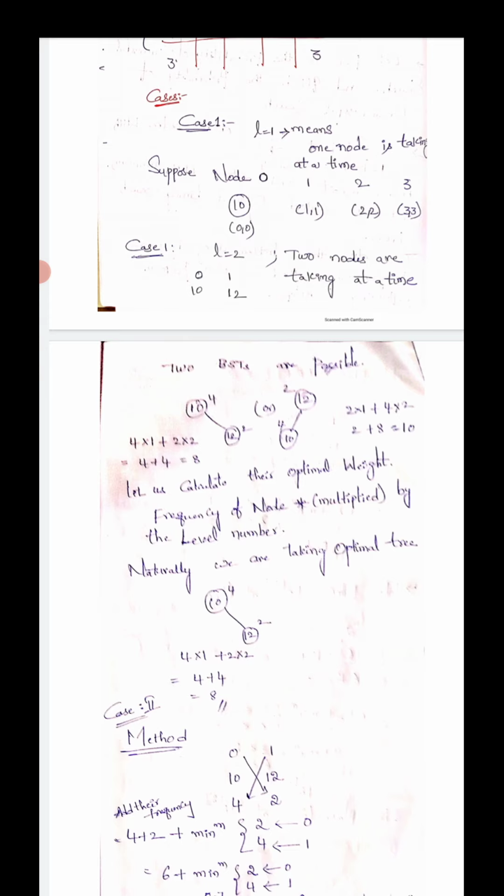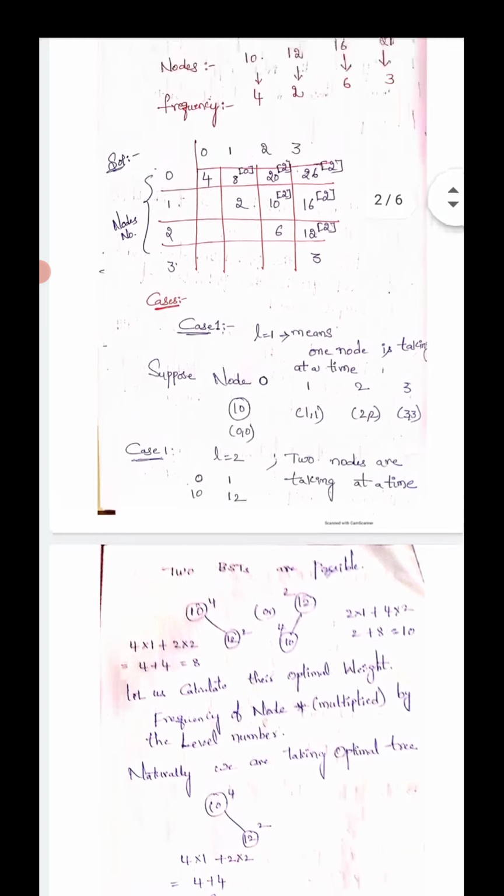If we add the node frequencies here, listen carefully. The 10 node, the frequency is how much? 4. Now 12, the frequency is 2. Look at the question here. 10 frequency is 4, 12 frequency is 2. Now how can you calculate this binary search tree? We multiply the node frequency 4 by the level of that node. 10 is the first level, 12 is the second level.